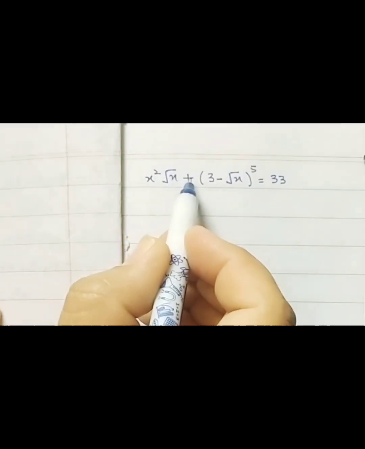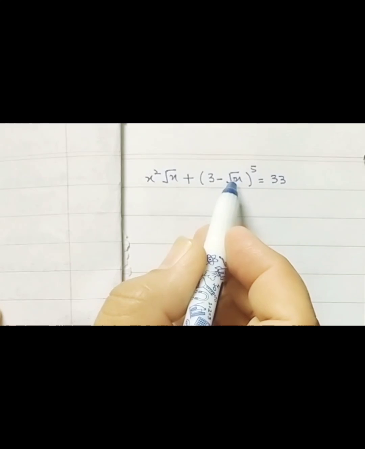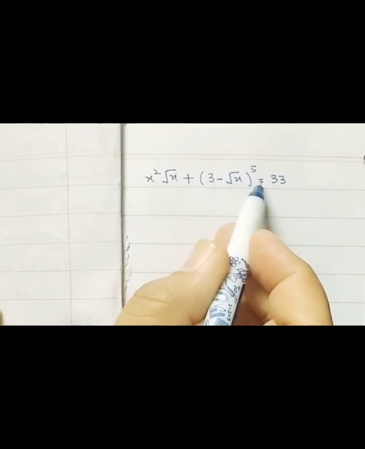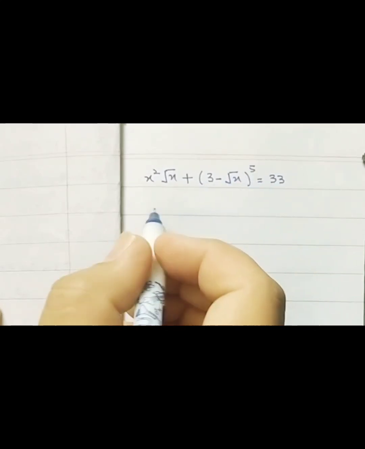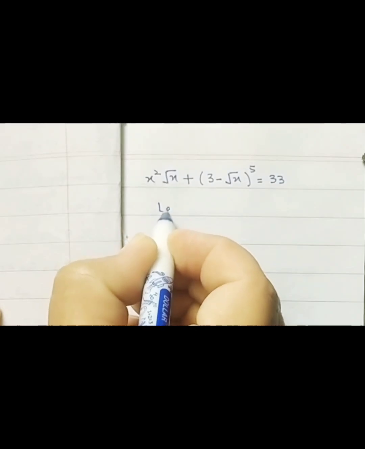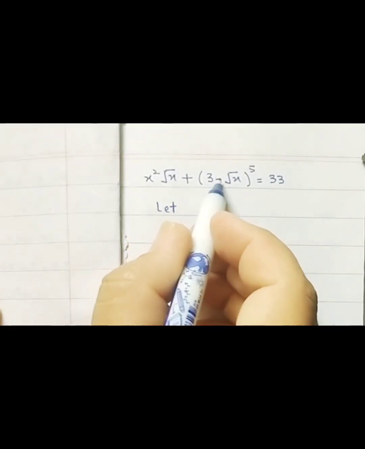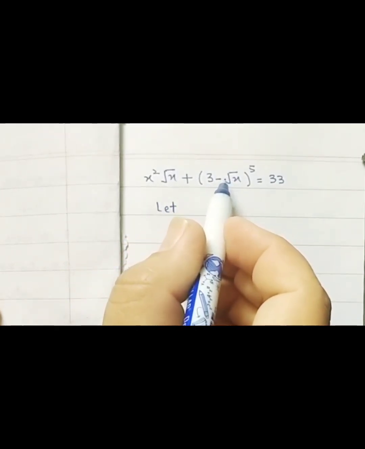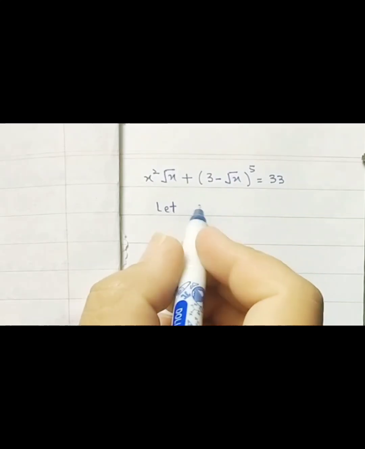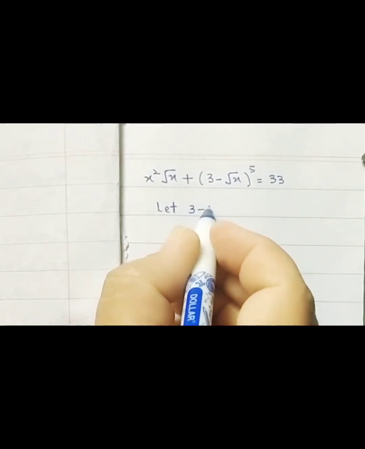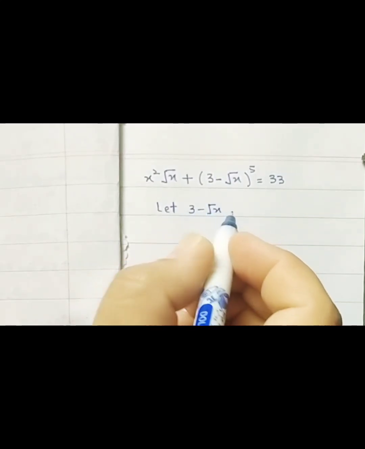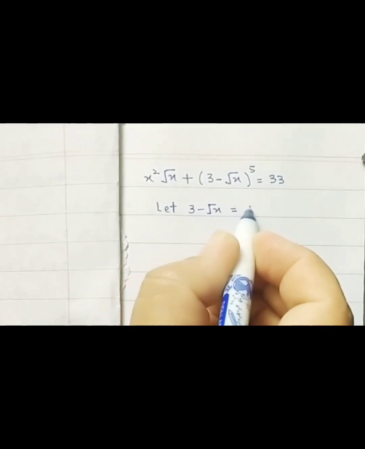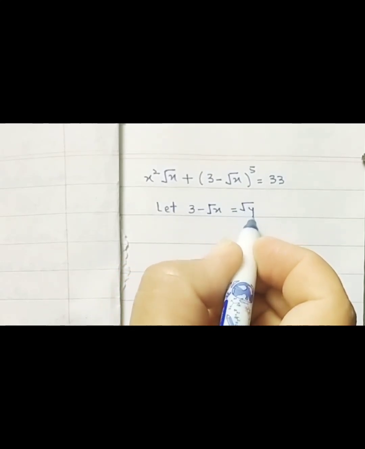Here we have an exponential equation to solve for x. So our equation is x square root x plus (3 minus square root x) whole power of 5 is equal to 33. Let's take 3 minus square root x is equal to y, because I think it will be difficult to go with 3 minus square root x. So I think it will be easy to go with y.